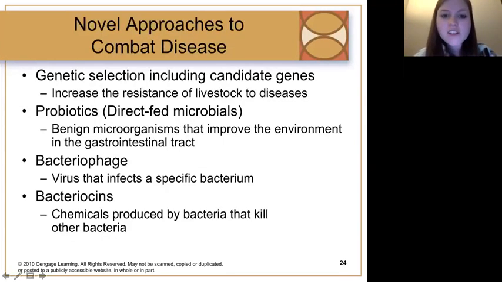So there are also novel approaches to combat disease. Novel is kind of new. Genetic selection, including candidate genes, can increase the resistance of livestock to diseases. Like I talked about, pigs being bred for F18 E. coli resistance. Then probiotics, or direct-fed microbials, which is what I've been working with for the last 3.5 years.